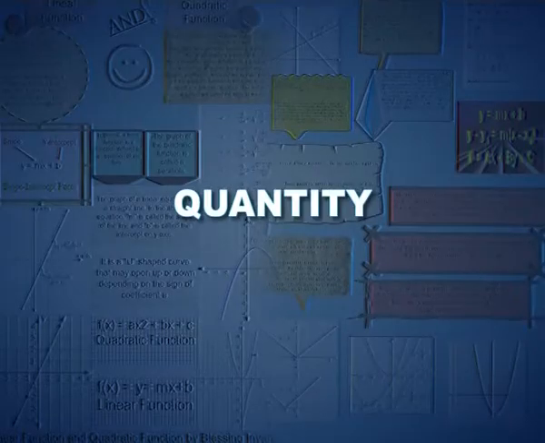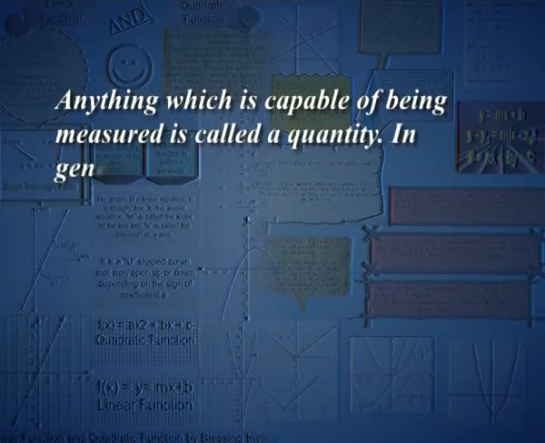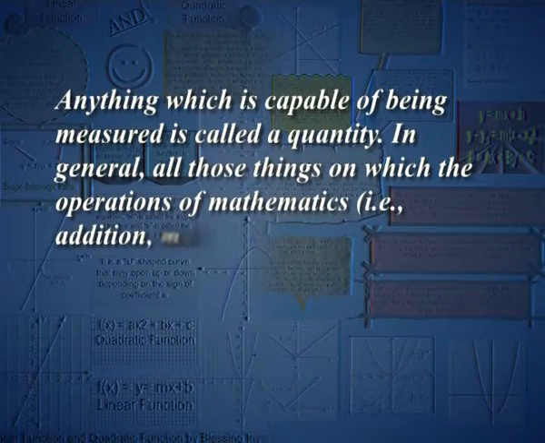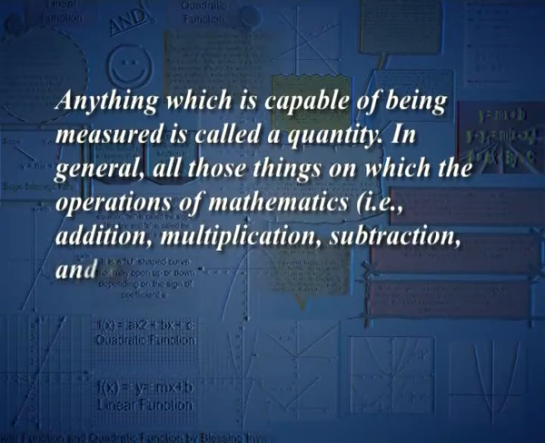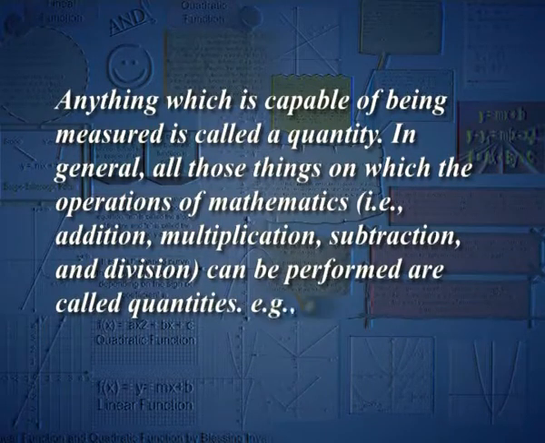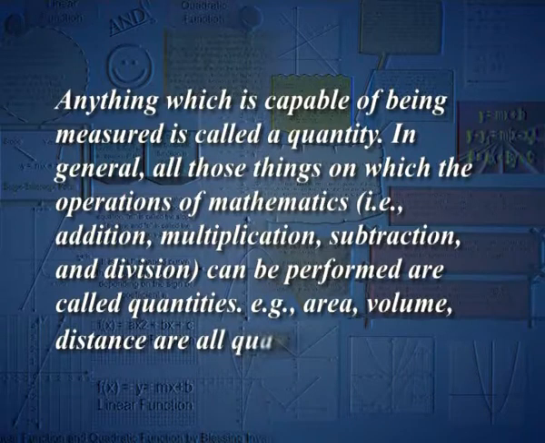Let's see what is a constant and a variable. Before defining a constant and a variable, I would like to define what is a quantity. Anything which is capable of being measured is called a quantity. In general, all those things on which the operations of mathematics, that is addition, multiplication, subtraction and division, can be performed are called quantities. For example, area, volume, distances are all quantities.